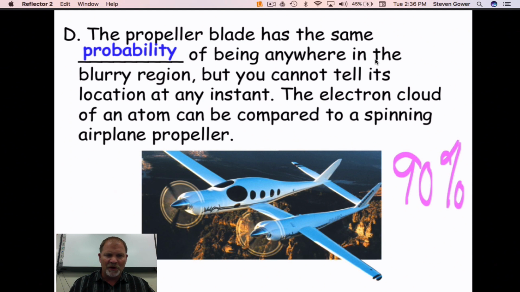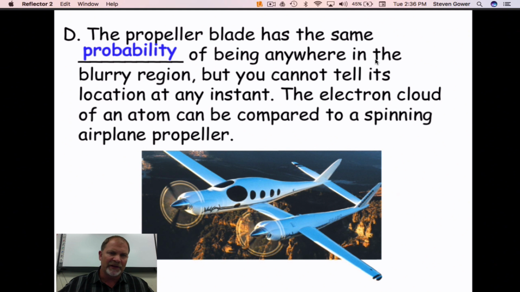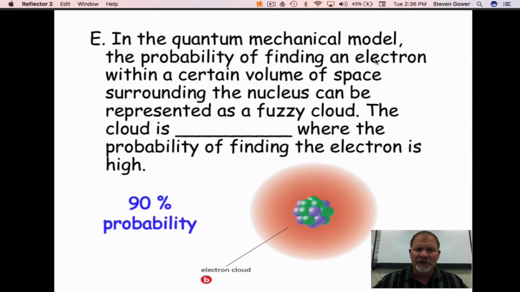A great example is the blades of an airplane. When the engine turns off, you see propellers. But when the engine's running, the propellers are turning at high speed, we don't actually see the individual propellers, we just see a cloud. That's the same concept with the electrons, that's where we are with our understanding. So we have about 90% probability of where we're going to find them.